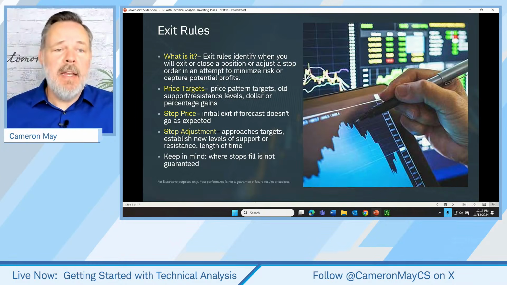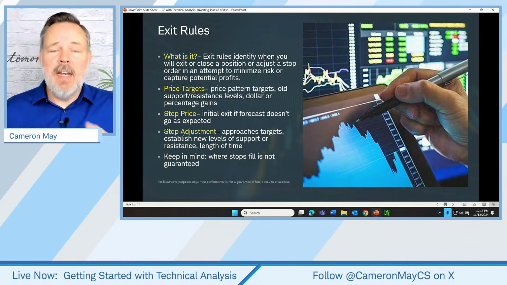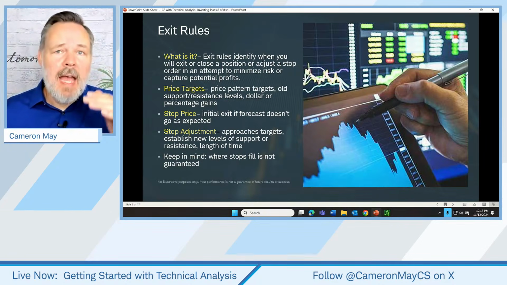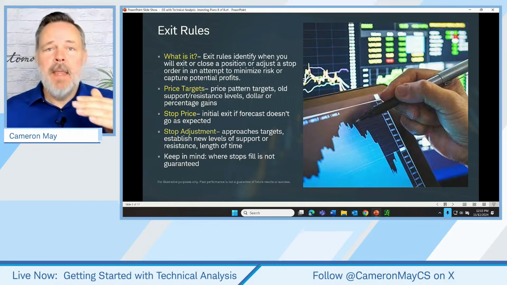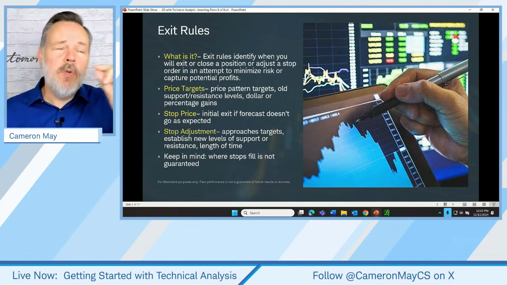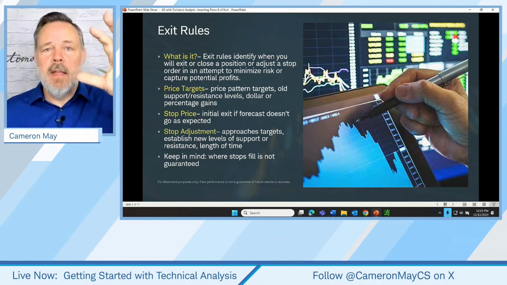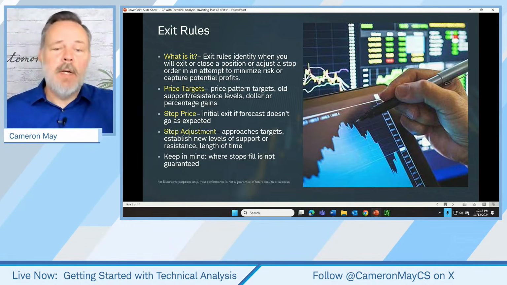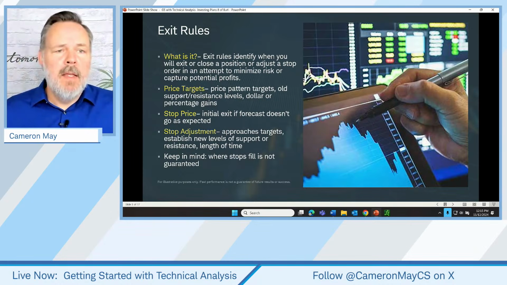An exit rule identifies when you'll exit or close a position or adjust a stop order in an attempt to minimize the risk or to capture potential profits. Initially, the objective is to minimize the downside. If the trade starts to progress in the intended direction, the new signal may be an effort to manage risk, help it to decrease, or to manage the profits as they're starting to be achieved. Exit rules include price targets, stop price, and stop adjustments.